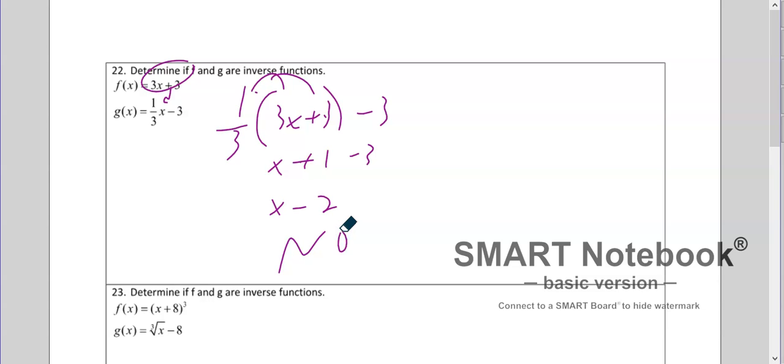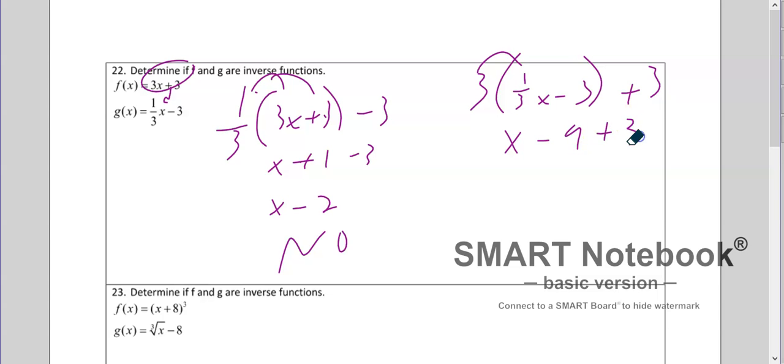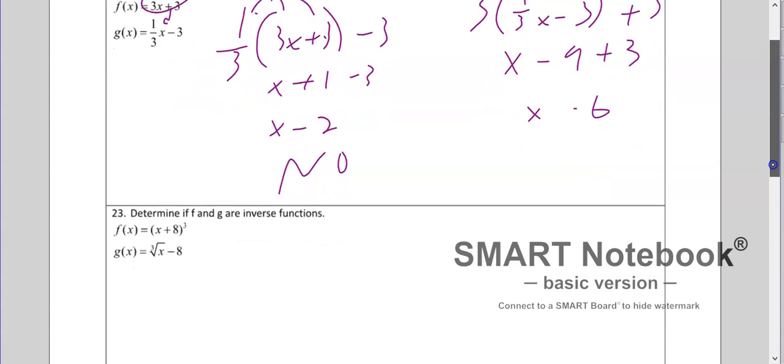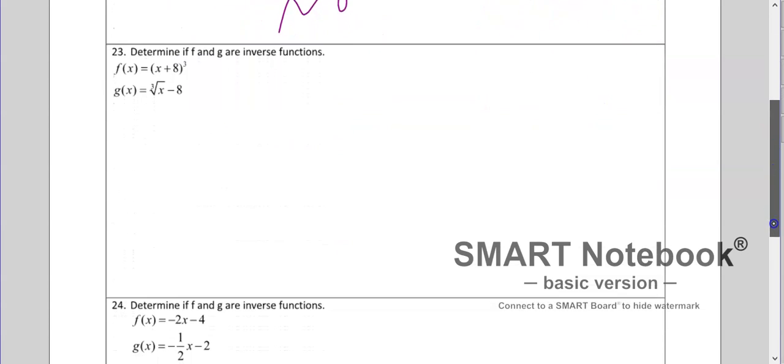Now, just for the heck of it, let's see what would have happened if you went the other way. If you did 3 times 1/3 x minus 3 here, plus 3, let's see what would happen. 3 times 1/3 is x, minus 9 plus 3, x minus 6. Again, you don't get x. But you don't have to do it both ways. Once you get a no, you're done.